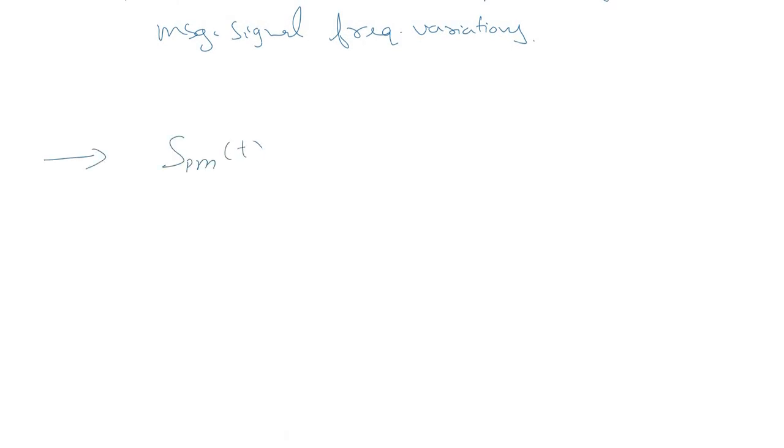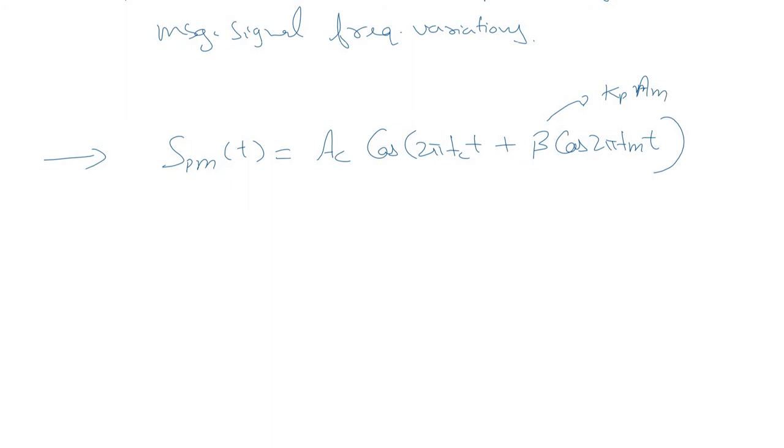Phase modulated signal is your AC cos 2 pi FCT plus Kp, sorry, let us write it in terms of modulation index, beta cos of 2 pi FMT. This is your simple phase modulated signal, where beta is Kp into AM. Beta is the modulation index, that is Kp into AM.